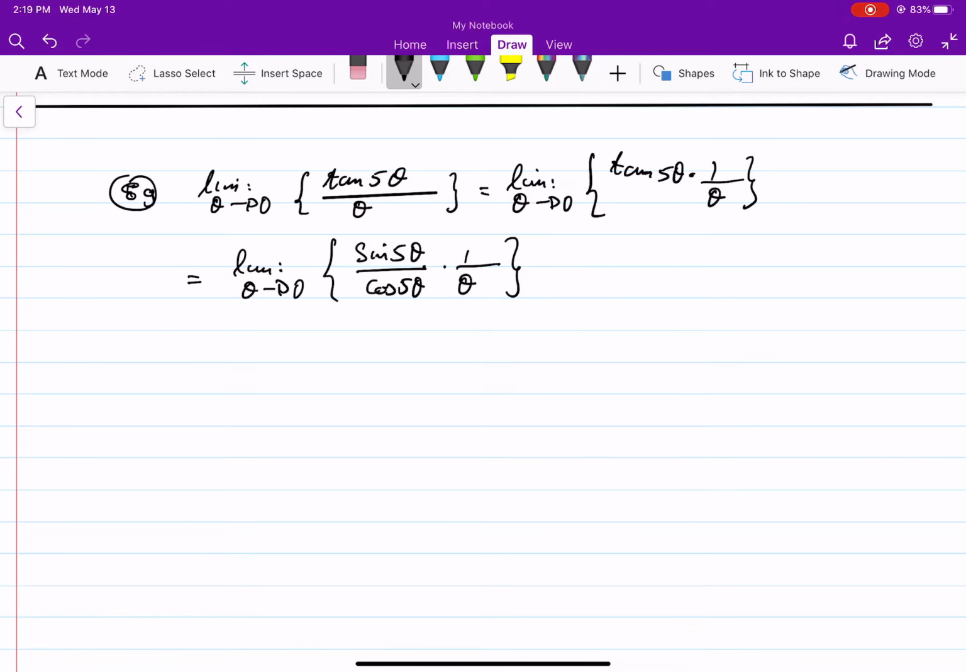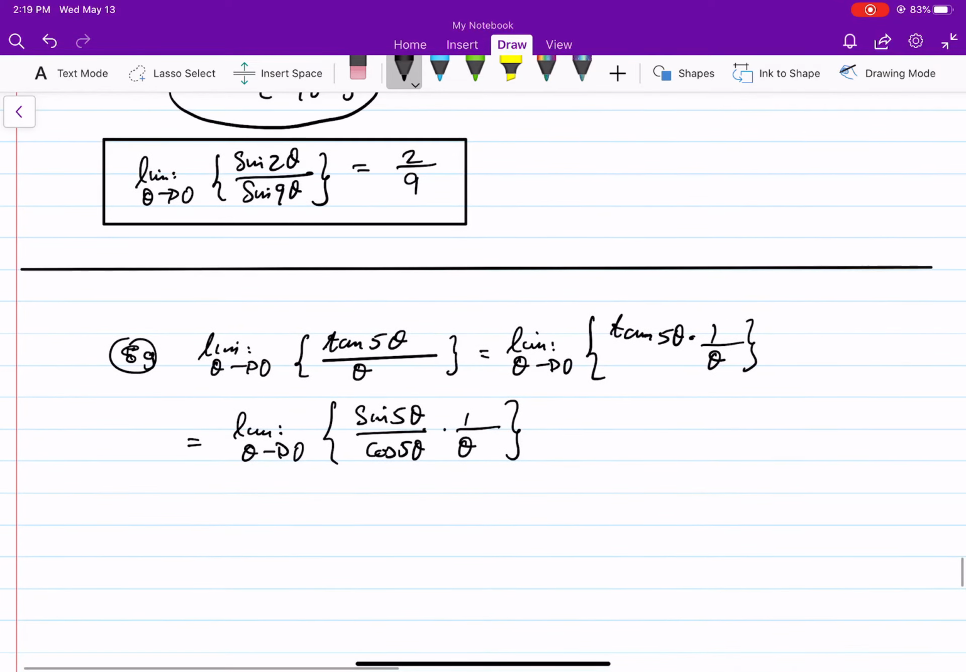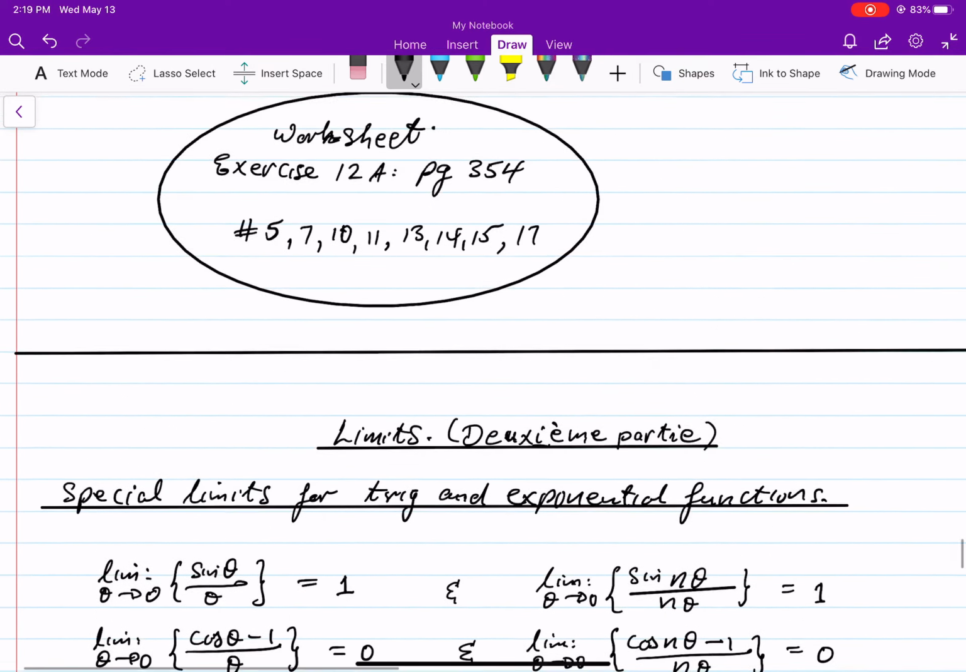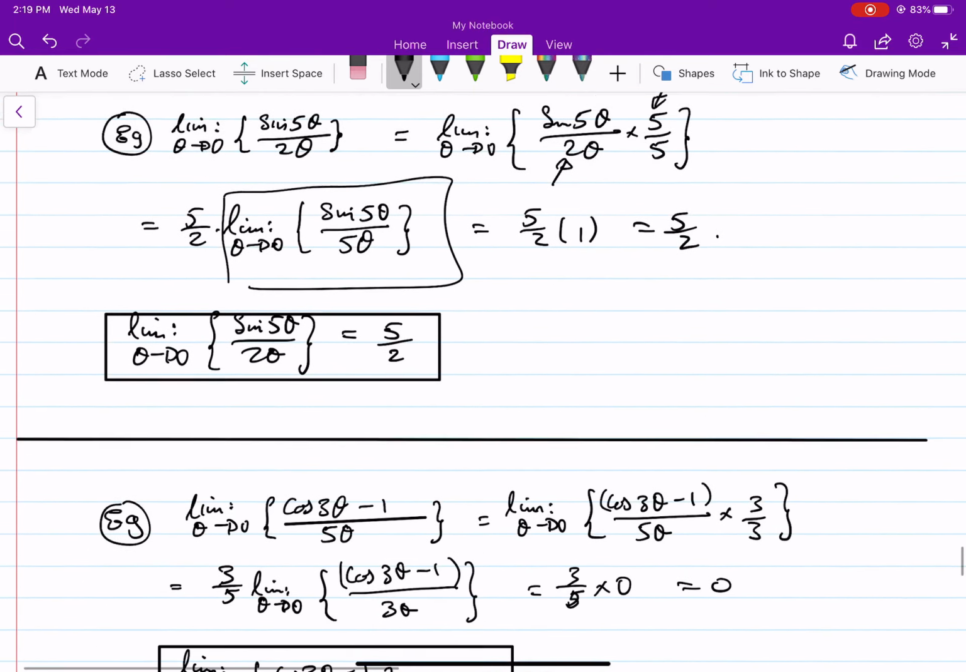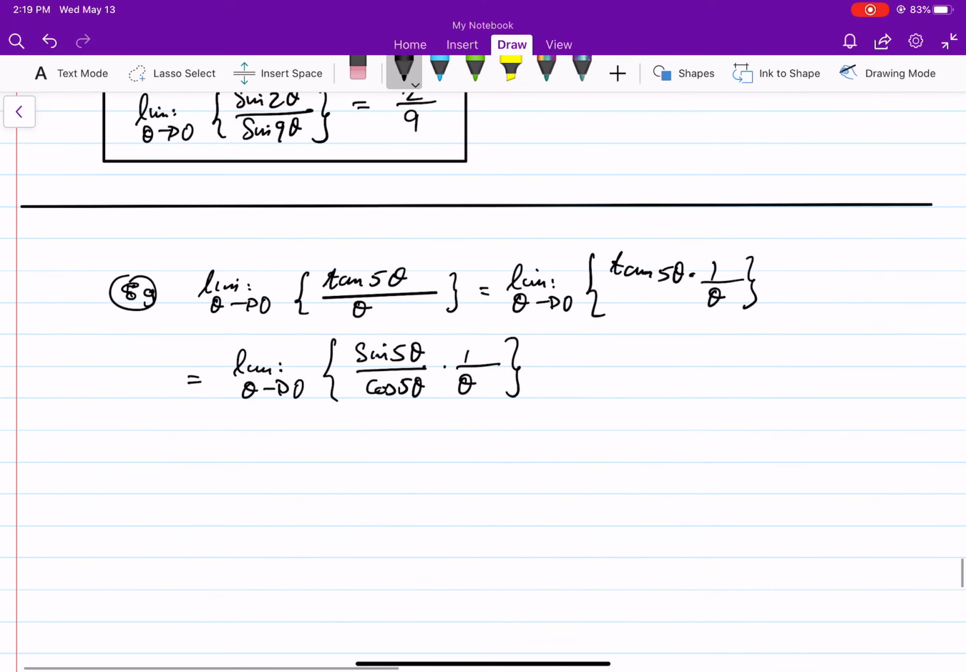Is there anything we can do here to invoke any one of the rules we've learned before? Sine theta over theta looks like it's going to come into play, and 1 over cos theta looks like it's going to come into play. Because what we're going to do now is to exchange the theta and the cos 5 theta. And this becomes the limit as theta approaches 0 of sine 5 theta upon theta times 1 upon cos 5 theta.